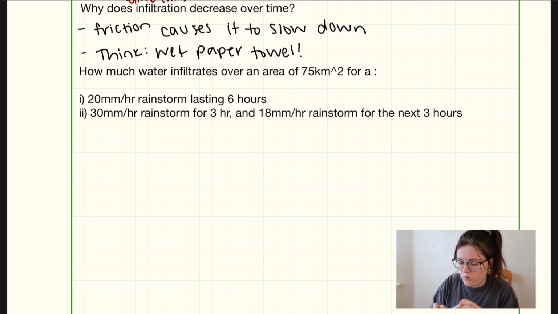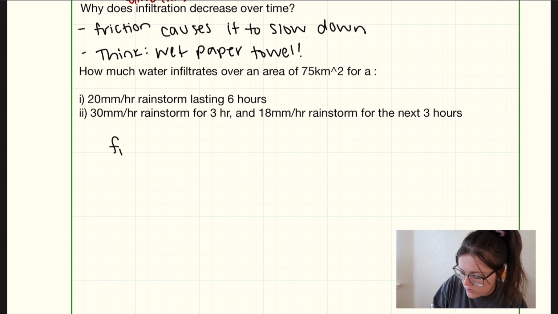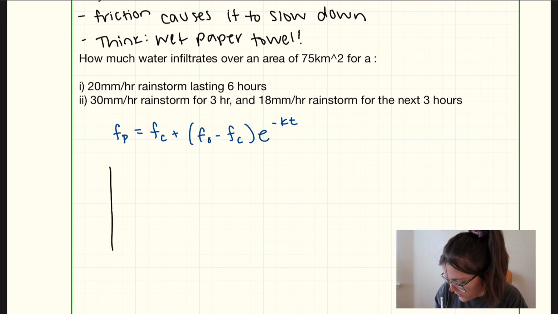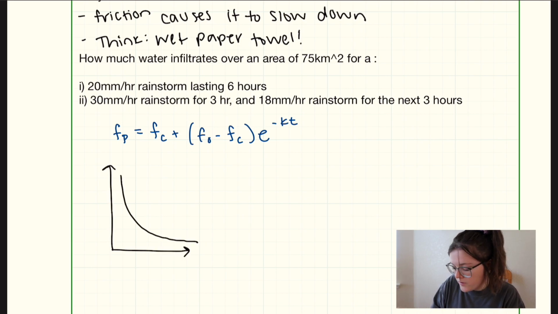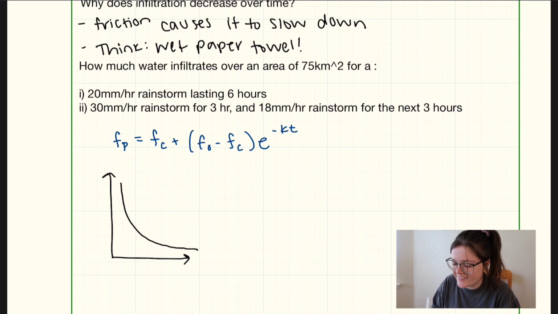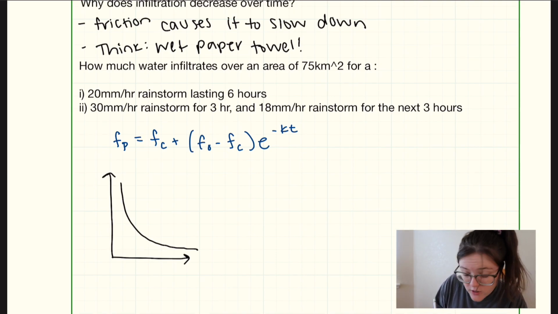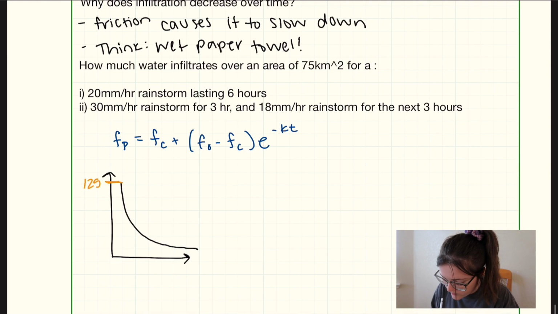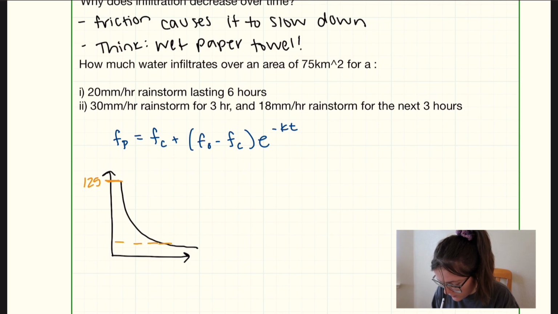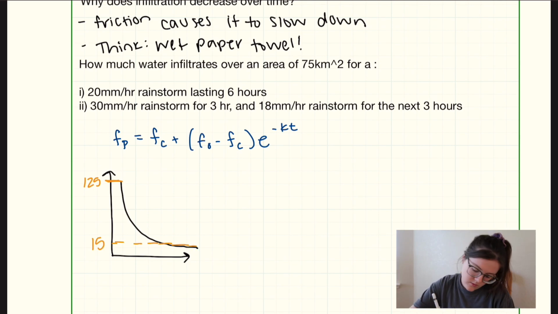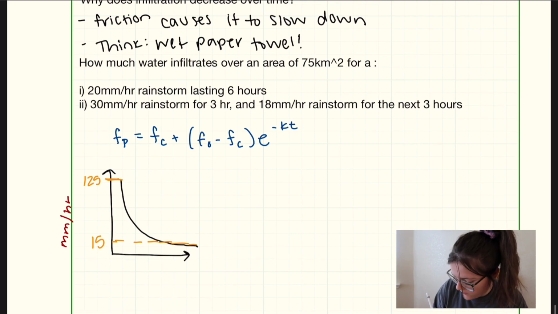To begin, we will write our governing equation. I really like to draw out a sketch of what we're looking at. So we have our curve here, roughly. I don't know exactly what this curve looks like. And our initial infiltration capacity is going to be up here at 125. And then our equilibrium capacity will be right here where it levels out. And then these are millimeters per hour, and this is our time in hours.